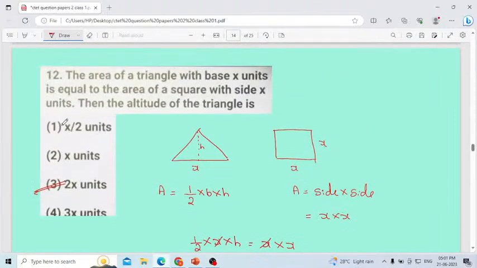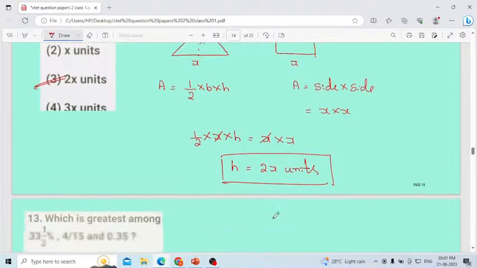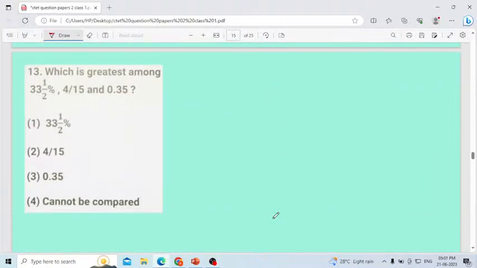In the question they have given the area of the triangle with base x equal to the area of the square with side x. Area is the same, means half into base into height equals side into side. Then x gets cancelled, h will be equal to 2x units. Very easy question. Next also a very easy question, question number 13.